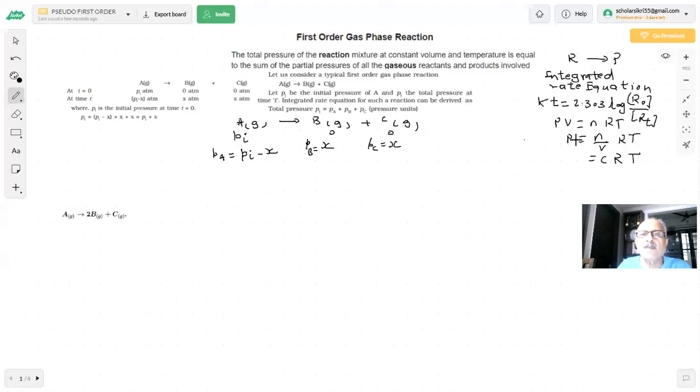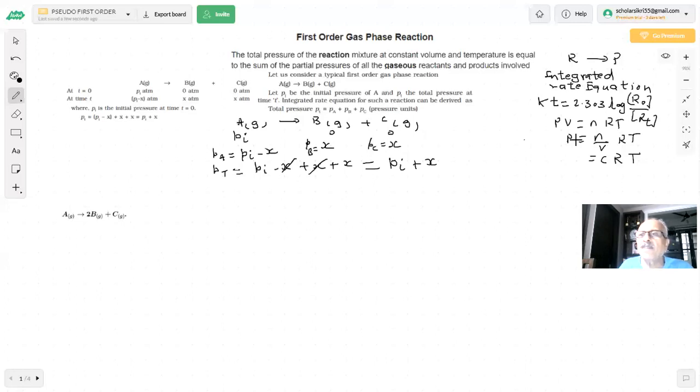Now this is the pressure. What is the total pressure then? According to this, this is my total pressure Pt. Add the partial pressures. Dalton's law of partial pressures says that the total pressure is the sum of the pressures. What do we get? X and X cancel. So the value is Pi plus X. This is the total pressure for the reaction mixture.